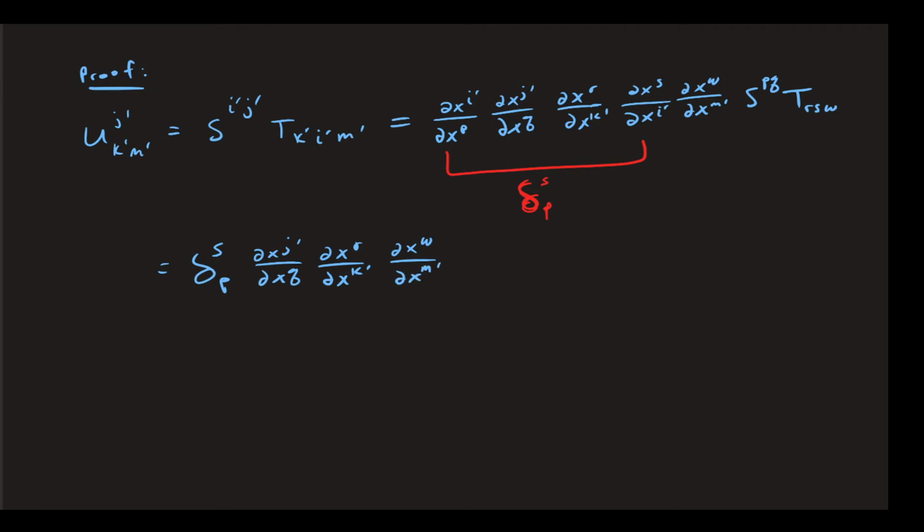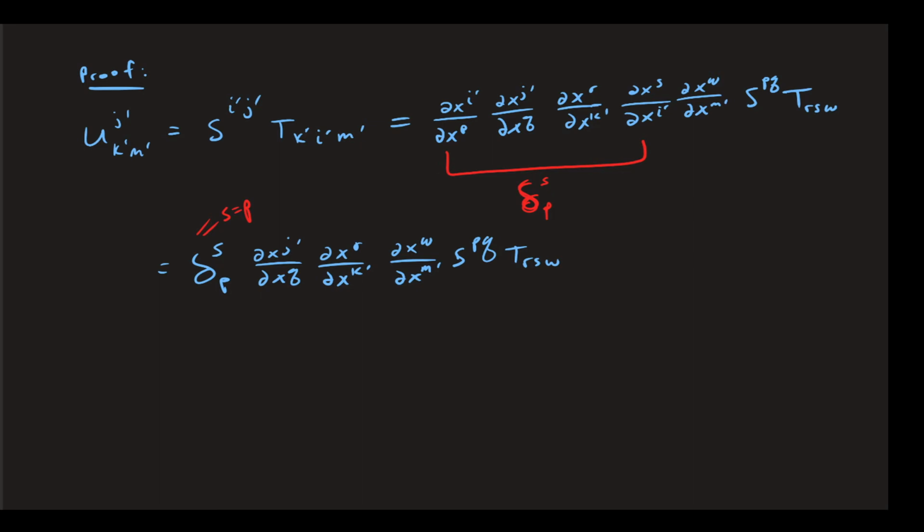And SPQTRSW would be U, let's see, well, no, let's leave it as SPQTRSW and wait till we use the delta to change. So it's going to say S equals P. So I'm going to change S and P to be the same thing.